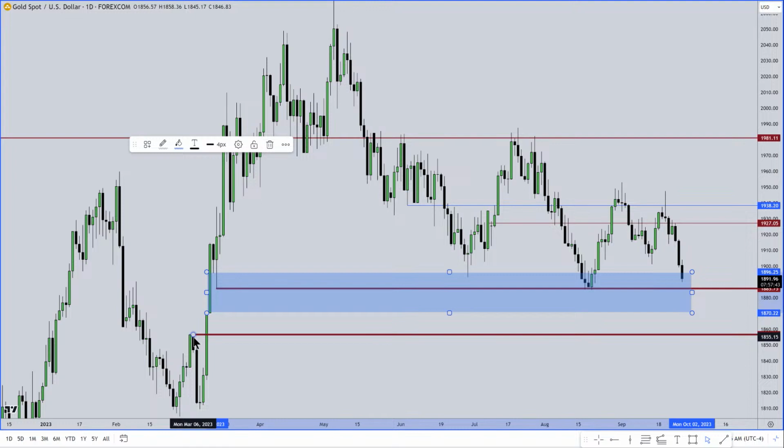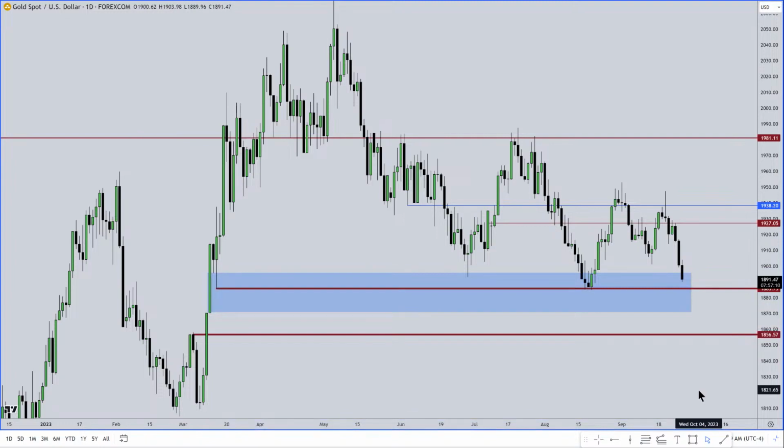What would change my constitution of what I believe that gold may or may not do? Gold would have to go above this order block right there on a closing basis. So as long as we're not closing above September 22nd, that candle's high, which is 1929, we'll just call it 1929 and a half, as long as we don't get a closing on a daily chart above that order block, I believe that these levels here are in play for gold. And I think that's pretty clear.